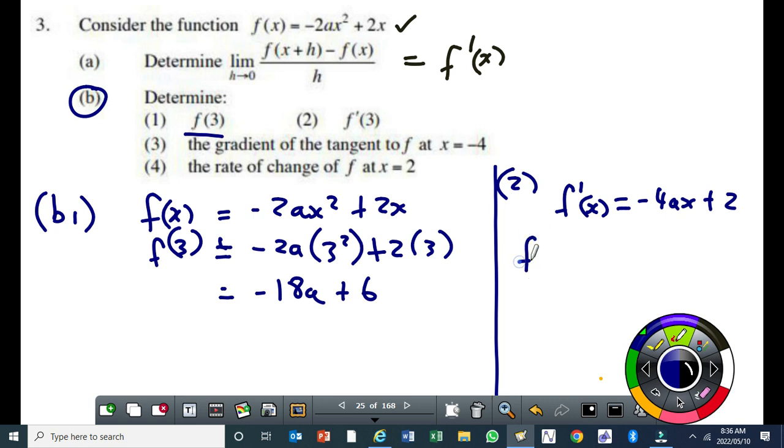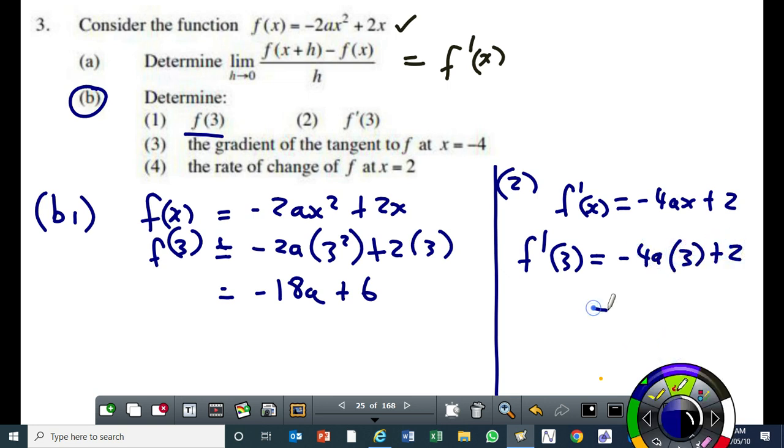So f prime of 3 means that we have to substitute 3 where there is x. So our gradient will be minus 12a plus 2. Please be aware here that we don't know the value of a, but we know that it's a constant. So f prime of 3 is the gradient where x is equal to 3 on this quadratic function. Okay, so it's a specific point on the graph where x is 3.